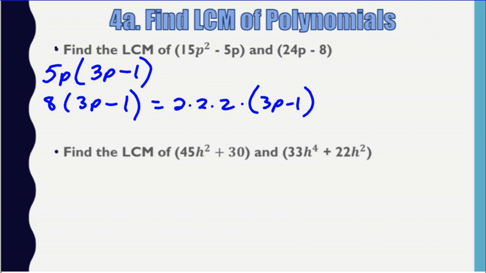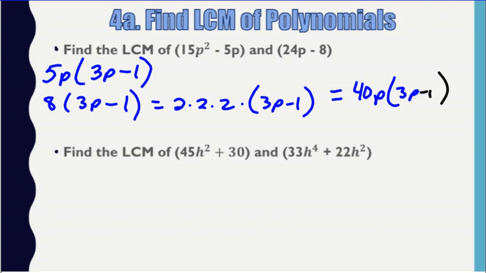The top one is already in lowest terms, that's already with prime numbers. So 2 times 2 times 2 times 5. So 8 times 5 is 40. And I got 1p. And then in parentheses, I got 3p minus 1.